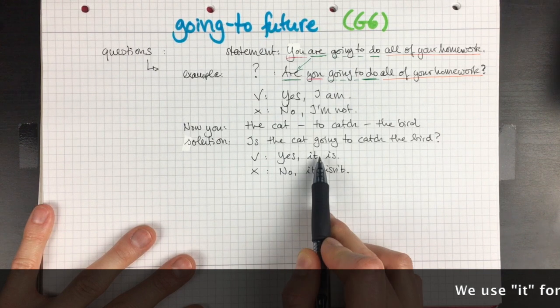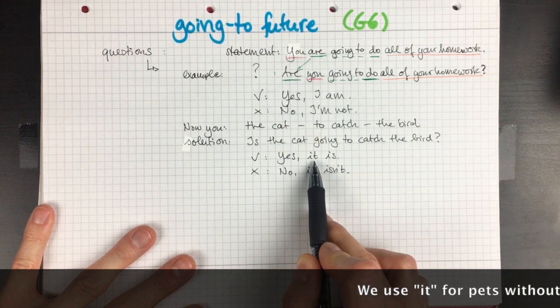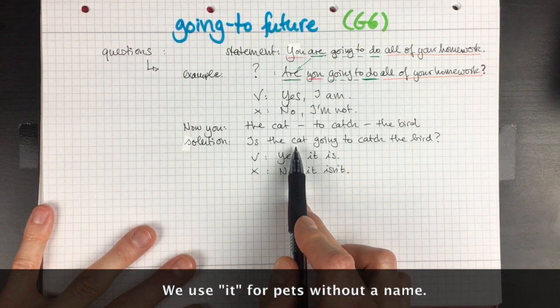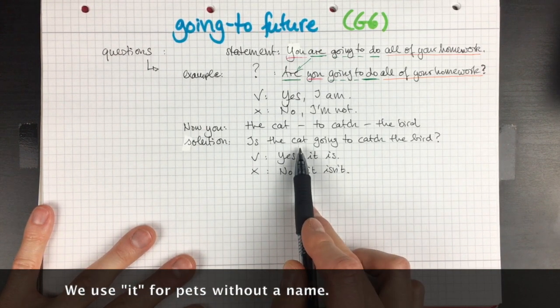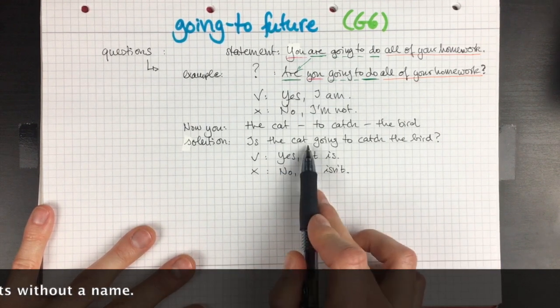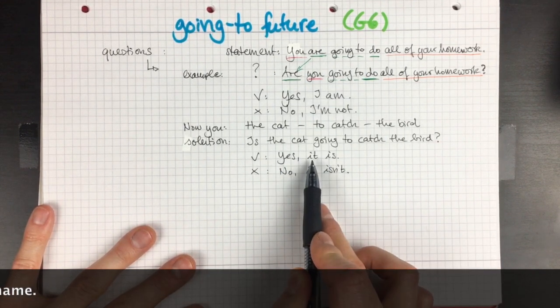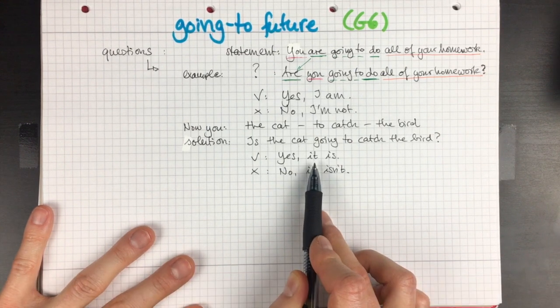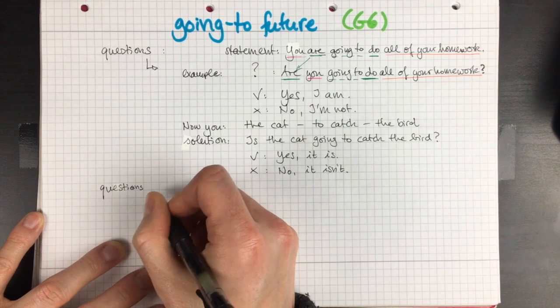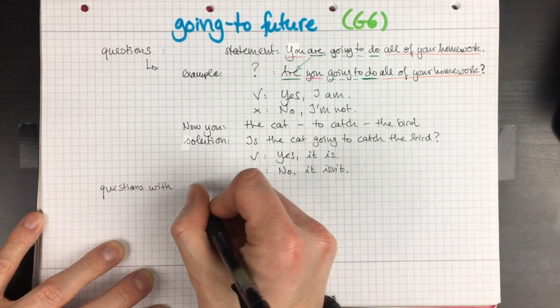Remember, pets are neutral. They are third person it, as long as they don't have a name. When you give it a name, say the cat is called Mizi or something, then you say she. But if it's just the cat, it's it. Neutrum. And then you can, of course, also ask questions with question words.